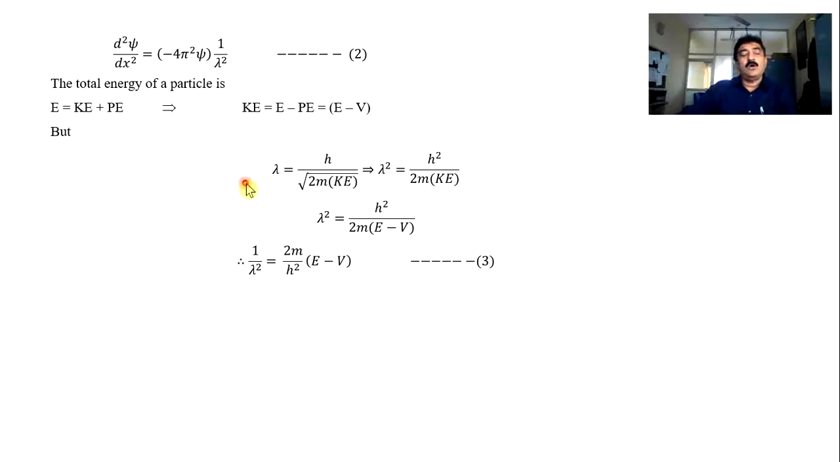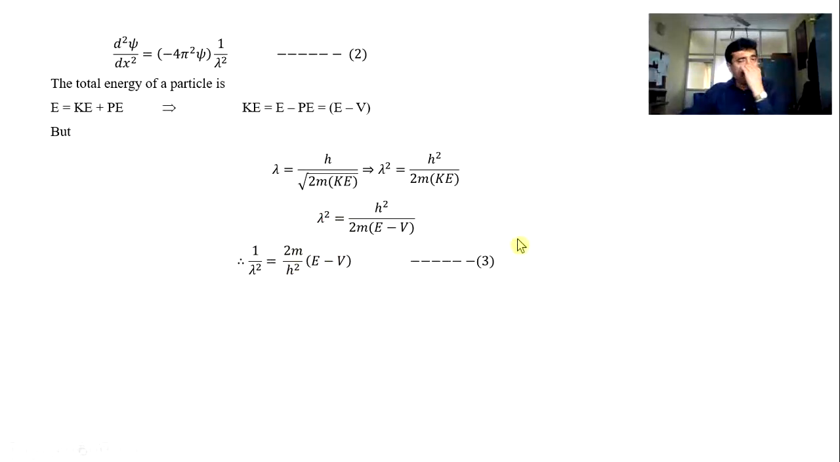Now, in the previous video, I had given this formula, lambda is equal to h by root of 2m into Ke. Ke is kinetic energy. So, lambda square is h square divided by 2m into Ke. So, the square root will go off. Lambda square is equal to h square by 2m into, in the place of kinetic energy, I can write E minus V. Now lambda square is available with me. Just take the reciprocal, 1 by lambda square becomes 2m by h square.